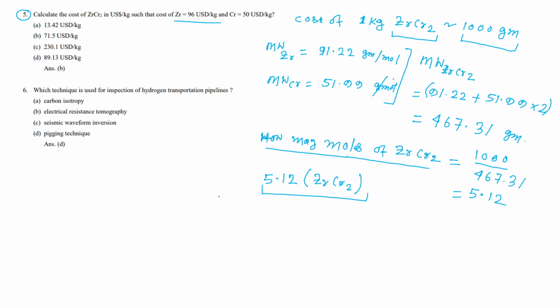How will you get this 467.31? Because 91.22 plus 51 is almost around 200. Okay, this is not right. This is 195.2. It will come 195.2. Yeah, this is in gram. And if we divide it by 195.2, then it will come to 5.12.